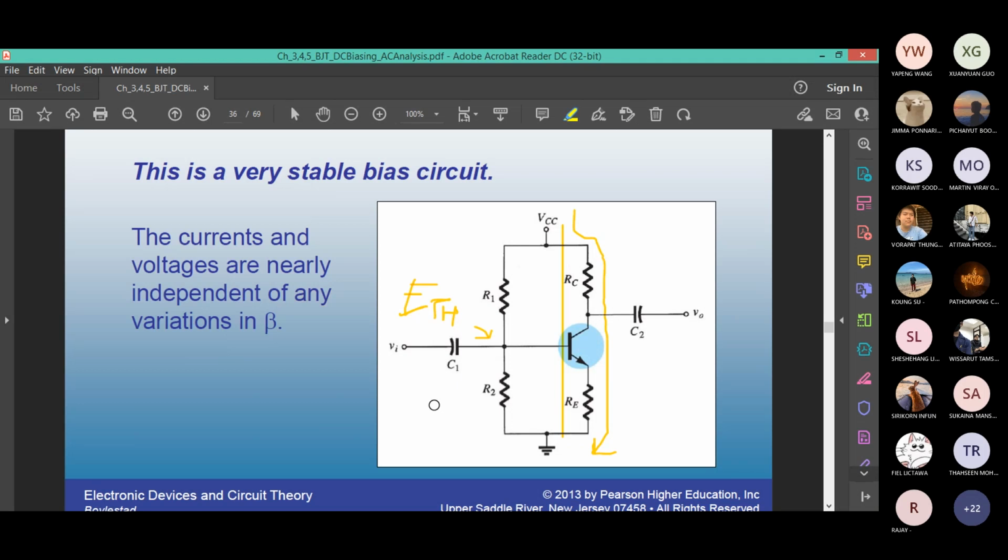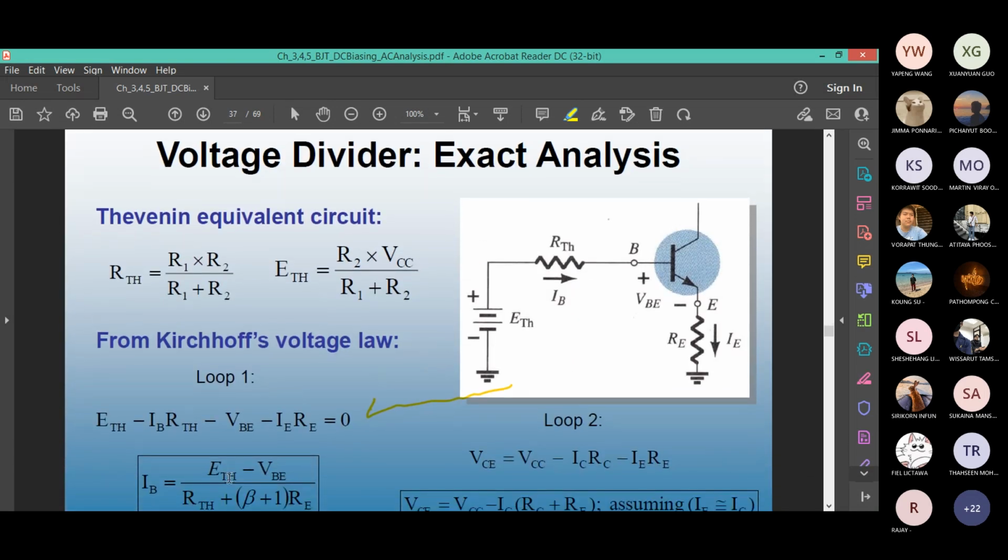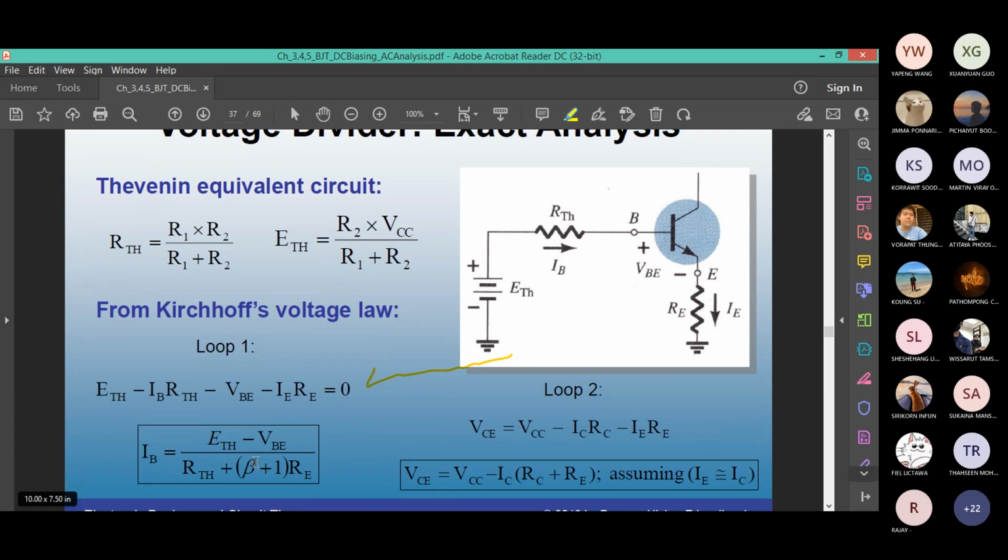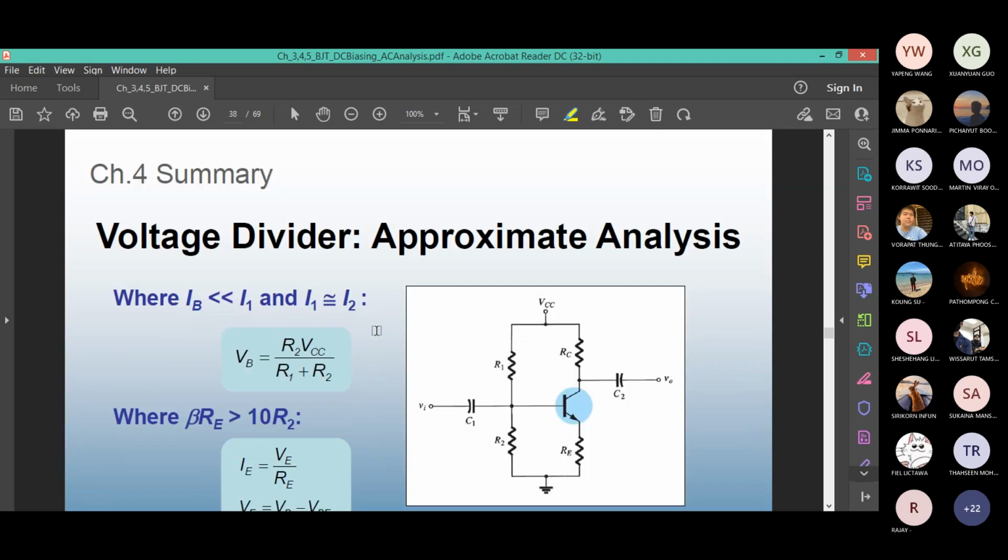If it asks exact analysis or Thevenin analysis you have to do it this way. The first step is find RTH, find ETH. If you do not find RTH or ETH, you cannot solve this equation for IB. As you can see, this equation needs the Thevenin voltage and Thevenin resistor. There is another analysis technique which is called approximate analysis. You don't have to go through all these steps to find IB. You can do it without exact analysis, but some condition has to be met.